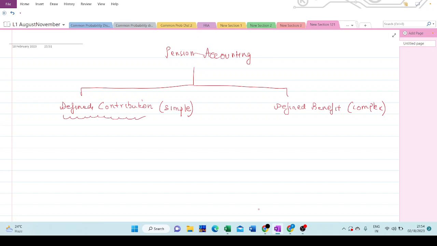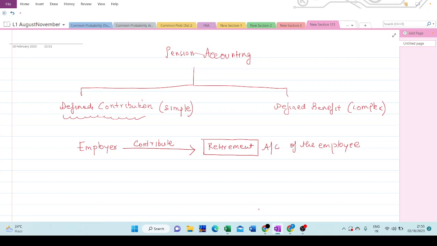Right, so in a defined contribution plan, the firm or the employer would contribute a sum of money each period in the employee's retirement account. Right, so the employer would contribute a certain amount of money in the retirement account of the employee. Now the contribution can be based on a number of factors like employee's age, years of service, compensation level, firm's profitability, right? So the amount of contribution into the employee's retirement account can vary with these factors.